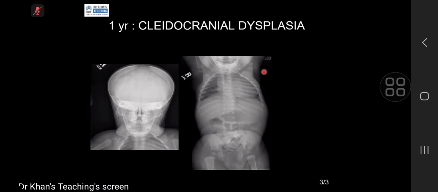I'll come back to our case. So this is another example where in a babygram you can see that clavicles are missing, and look at the quite hypoplastic scapulae and glenohumeral joint, and then look at the Wormian bones. Look at the Wormian bones which are inside the sutures. Sorry, the mandible looks fine, and then the symphysis pubis is widened.